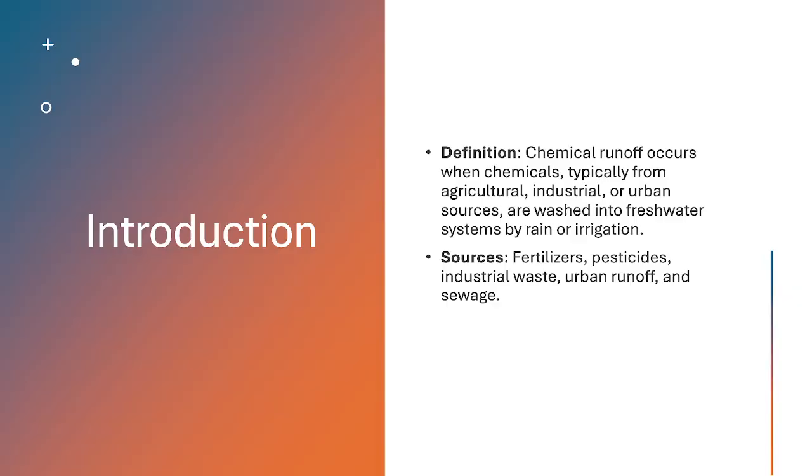Introduction. First, let's define what chemical runoff is. Chemical runoff occurs when chemicals from agricultural, industrial, or urban areas are washed into the freshwater systems by rain or irrigation. This can include fertilizers, pesticides, industrial waste, and urban runoff. Understanding the sources of these pollutants is crucial to addressing their impact.